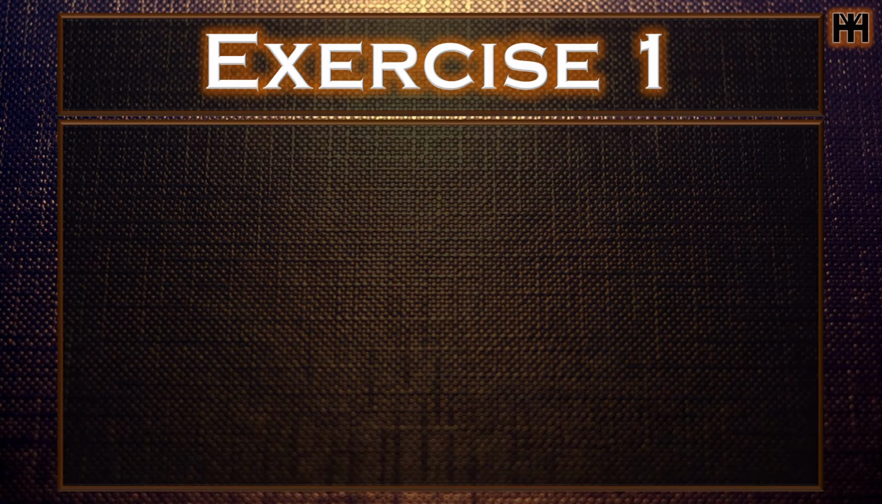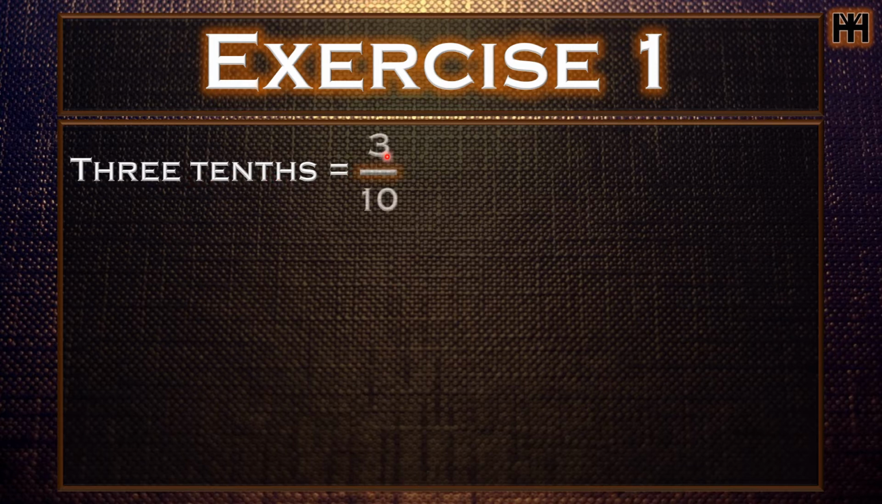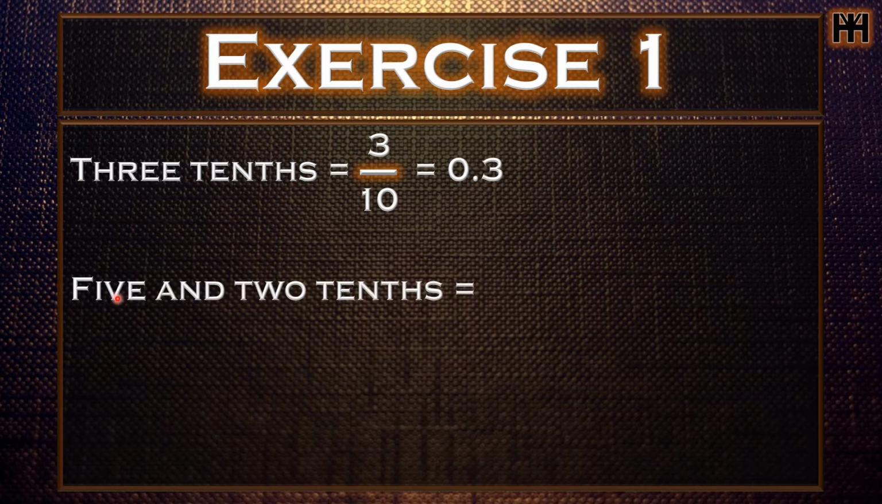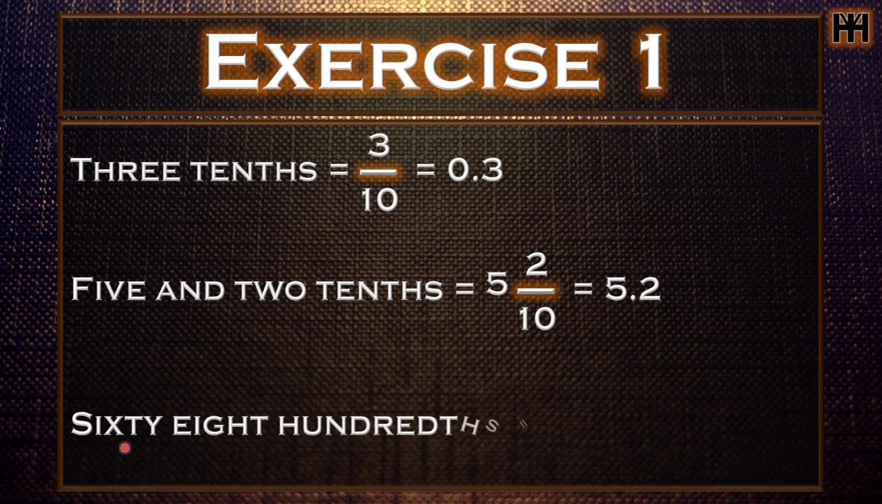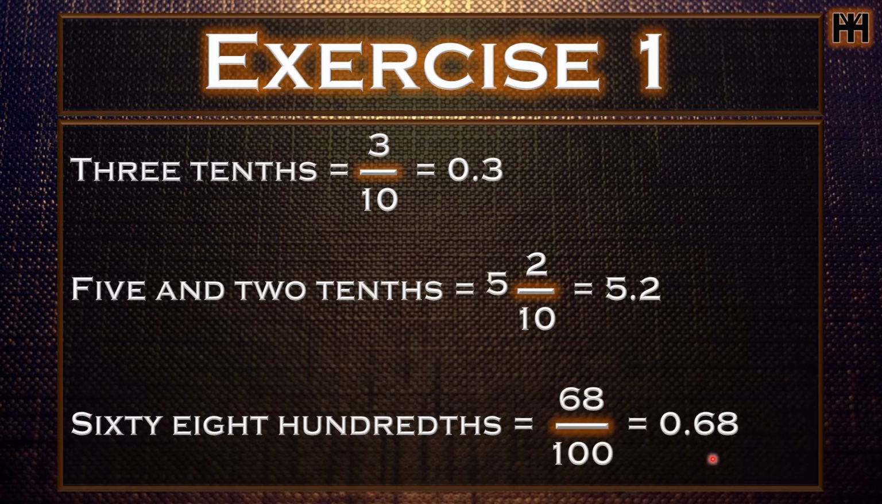Exercise 1. Let's say we have 3 tenths, 3 out of 10, so it's 3 over 10, or 0.3. 5 normal, and 2 tenths, so it's 5 and 2 over 10, so it's 5.2. We have 68 hundredths, so it's 68 over 100, so it's 0.68.